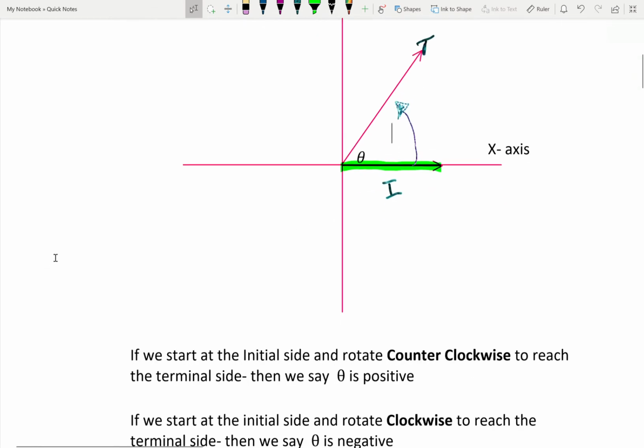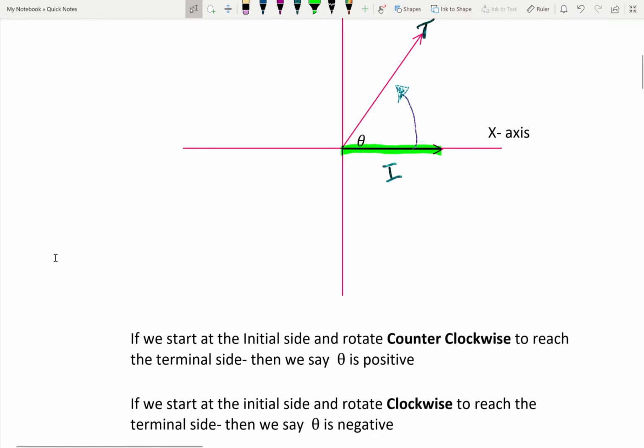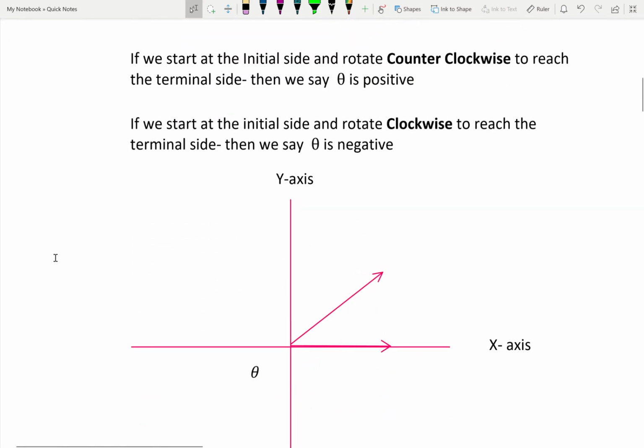So what if it goes clockwise, right? If it goes clockwise, meaning if my ray started at the same point that the initial ray started at, and it started rotating clockwise like this, then we would say that this angle measure, theta, has a negative value, right? So counterclockwise means positive, clockwise means negative. And that's kind of counterintuitive.